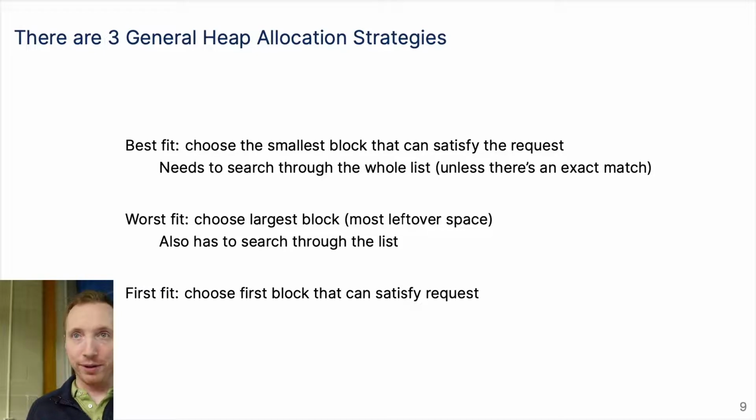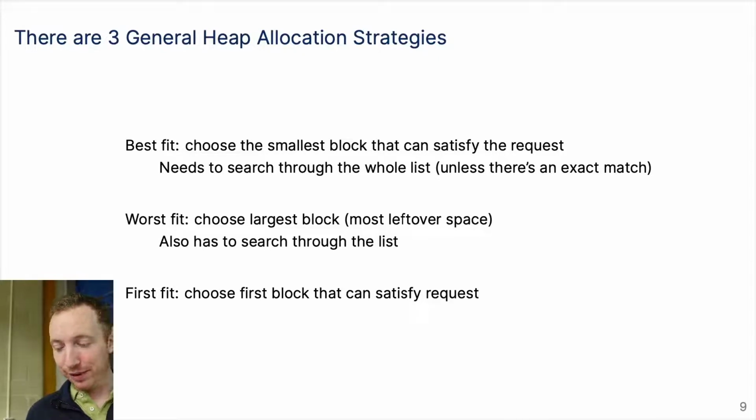So in general, if you're implementing malloc, there are 3 general heap allocation strategies that you can use. The first one's called best fit. I choose the smallest block that can satisfy the request, which of course means I have to search through the entire free list. Unless there's an exact match, because then I can't do any better, so I may as well use that block. But in general, I'll have to search through every single element to see what the closest block size is.